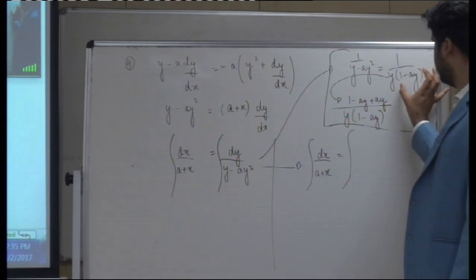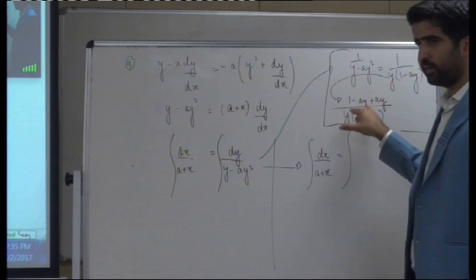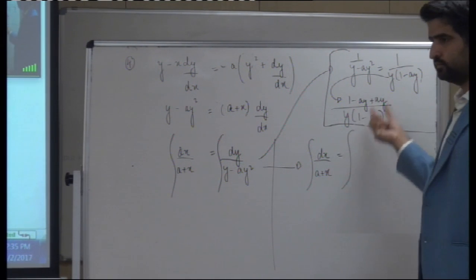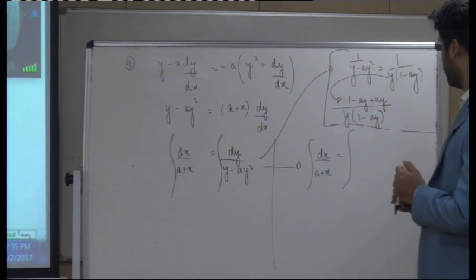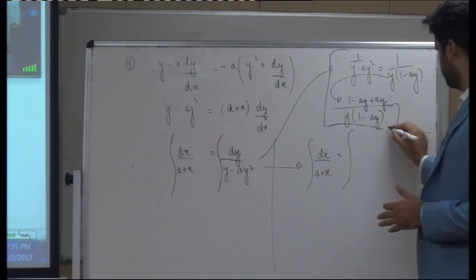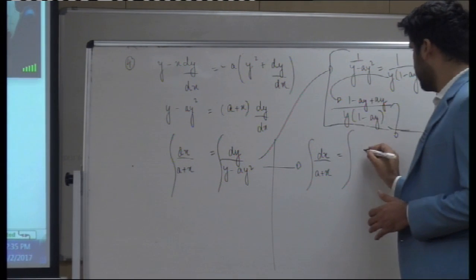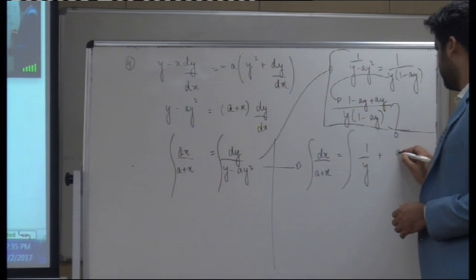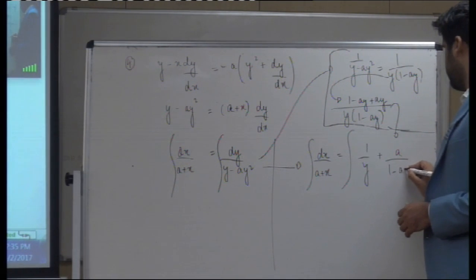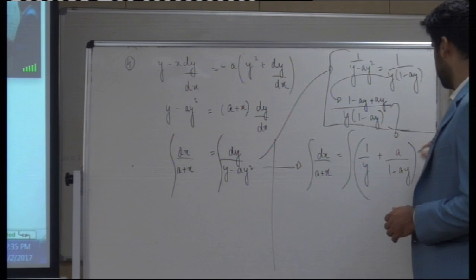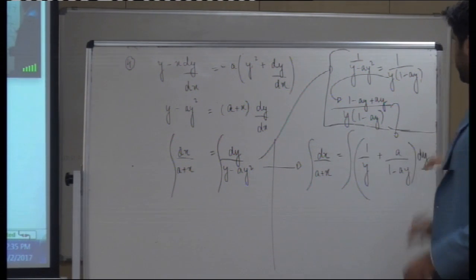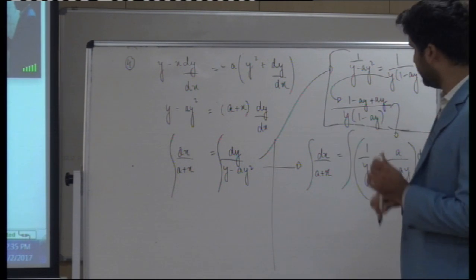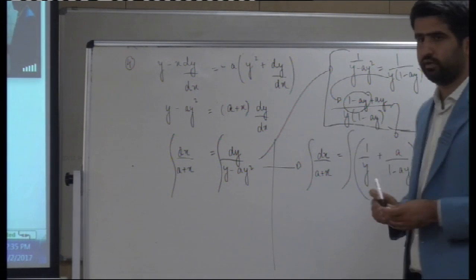So we have 1 minus ay over here. I'm writing 1 minus ay. Now see, we have a y over here. So if I write ay, this will cancel out, right? Which will give you two partial fractions, which are 1 upon y plus a upon 1 minus ay, into dy. This is clear to everyone? Just try to make the denominators appear in your numerator term.